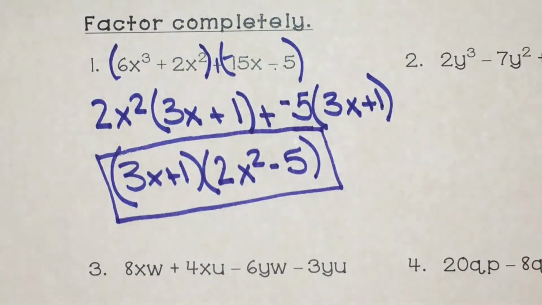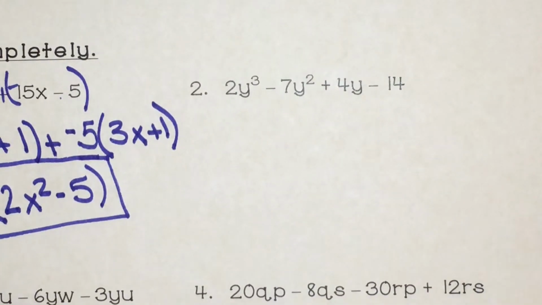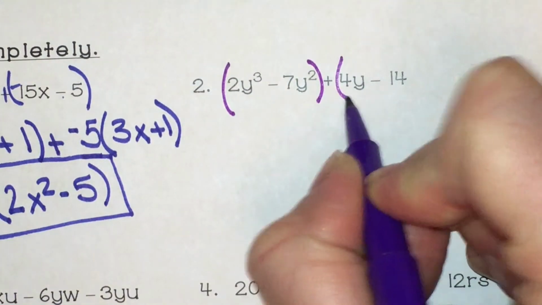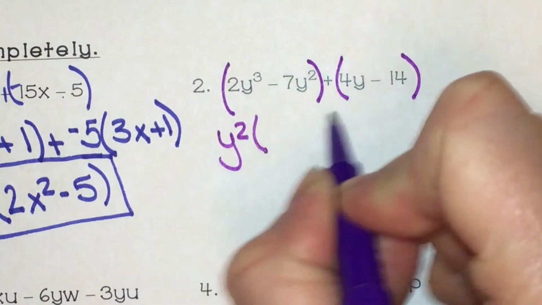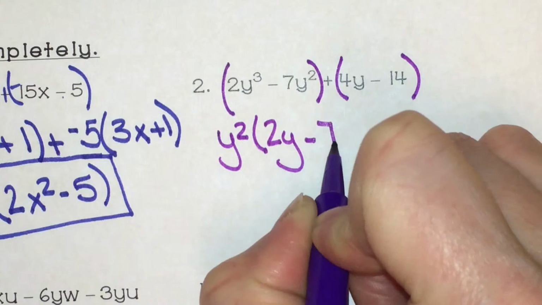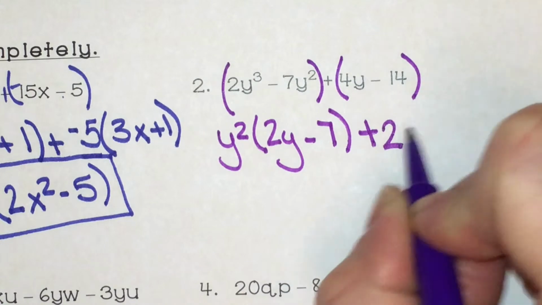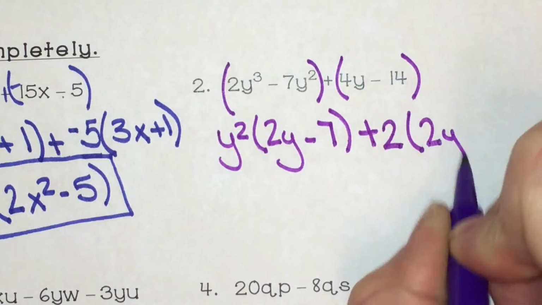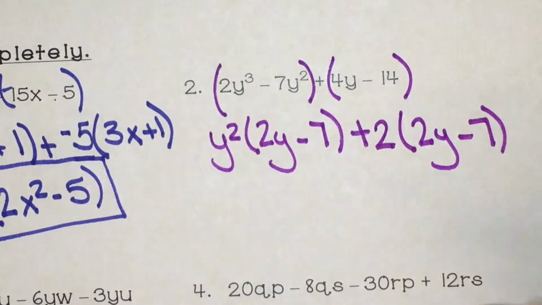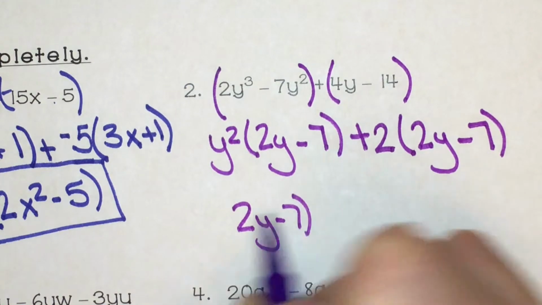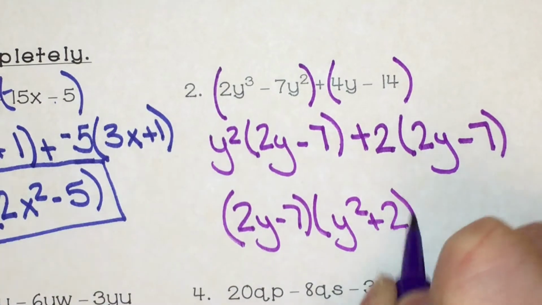All right. Number 2. Group the first 2 and last 2. We already have addition in between. We cannot factor out a number, but we can factor out y squared. So we have 2y minus 7 in parentheses, plus, here we can factor out a 2, and 4 divided by 2 is 2y, minus 14 divided by 2 is 7. So, greatest common factor, factor out 2y minus 7, and multiply that entire thing by what's left over. y squared plus 2.